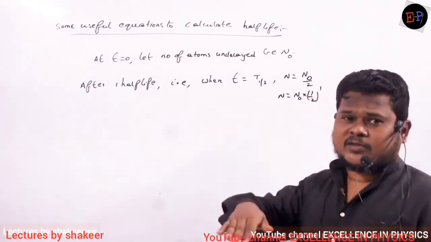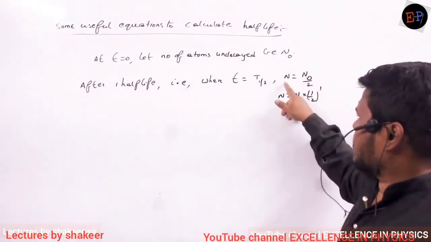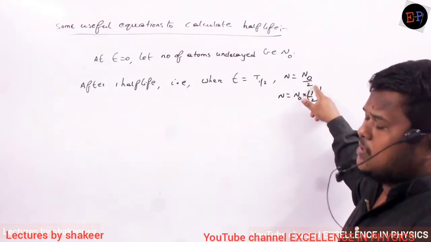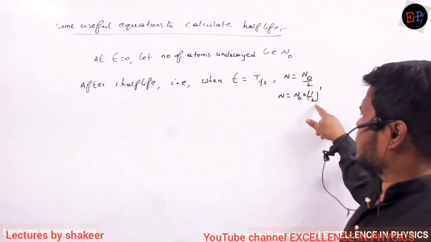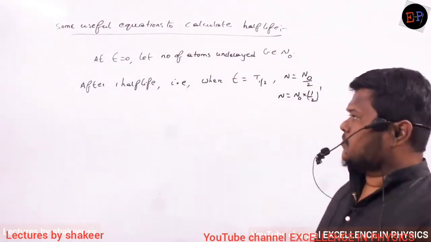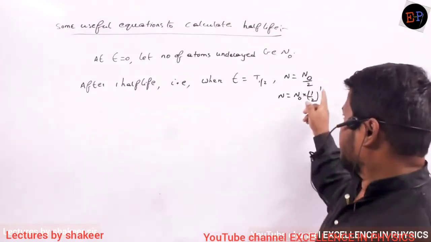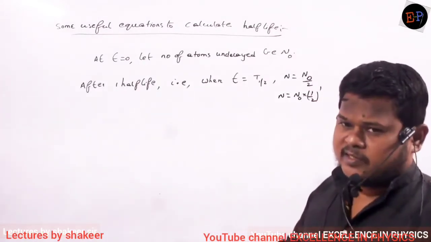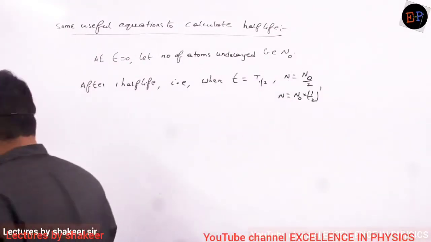After one half-life, half of the atoms are left. Are you able to understand? So half of the atoms are present, so n0 divided by 2. And n0 divided by 2, I can write as n0 into 1 by 2 power 1 also, no? It means that here I have 1, here also I have 1. Is it clear?